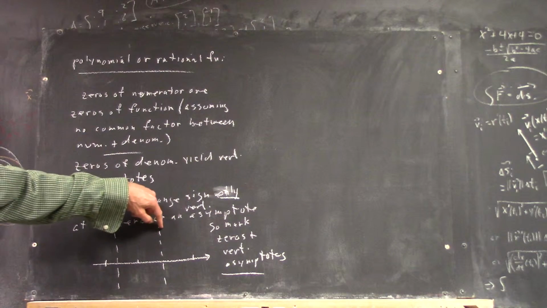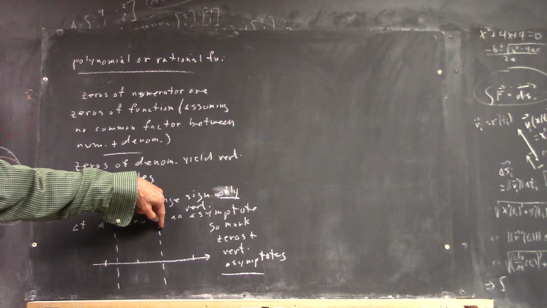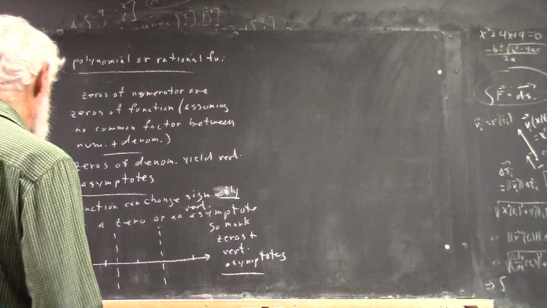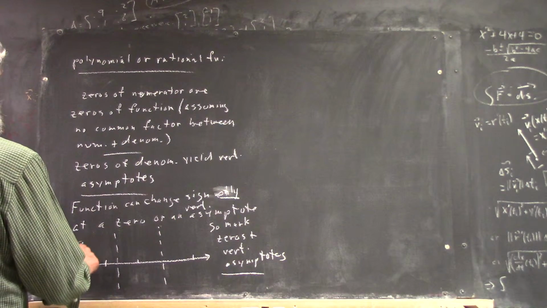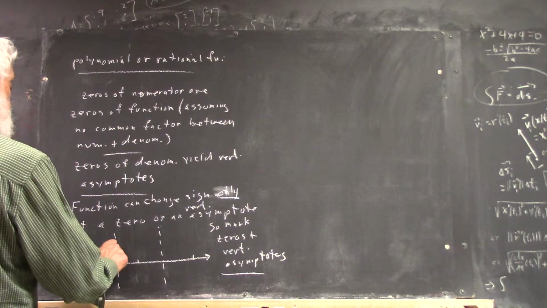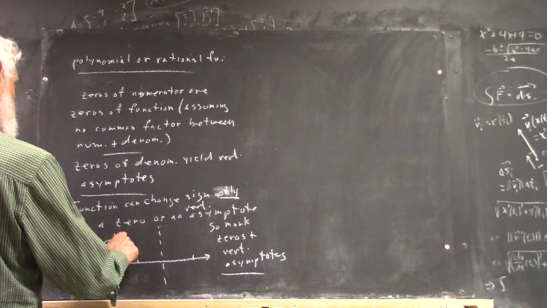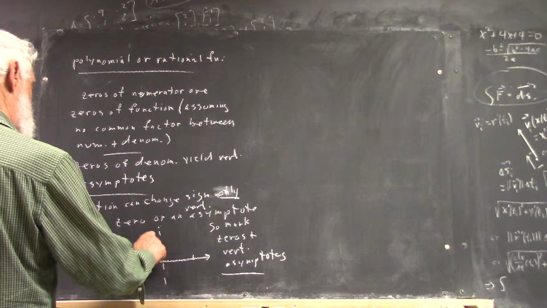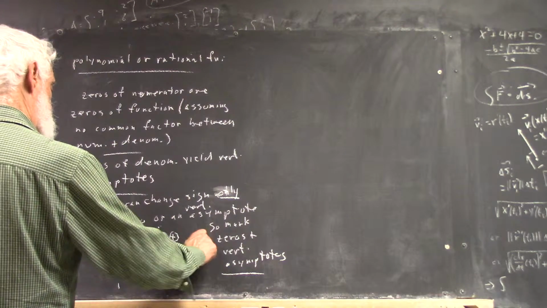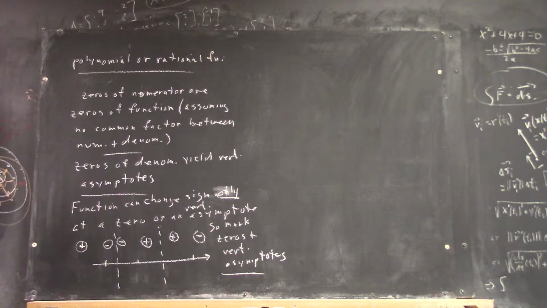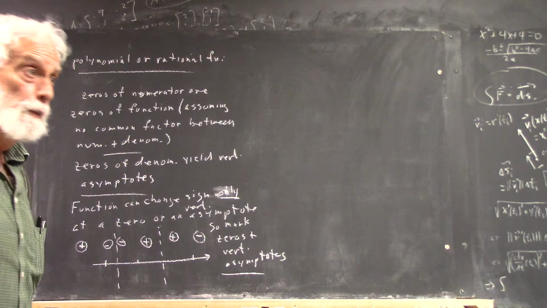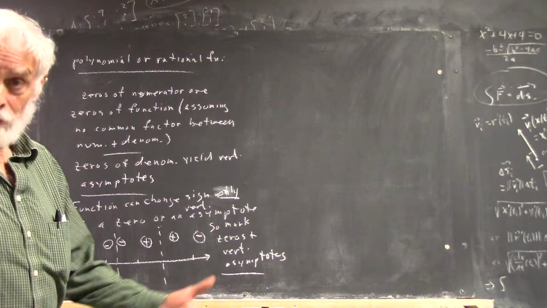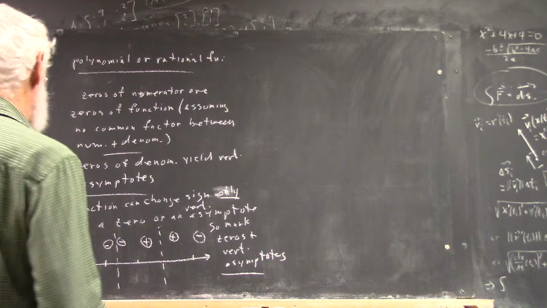Vertical asymptote, right? Then on each interval we get, we determine whether the function is positive or negative. This is certainly possible. And we determine the end behavior, and we construct our graph. We've done examples of that.